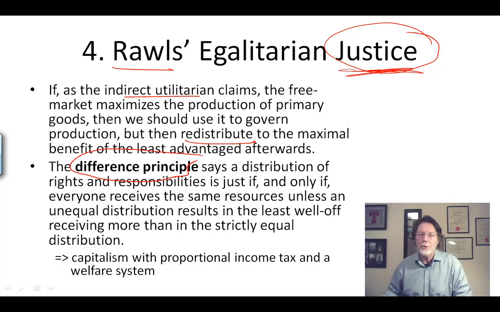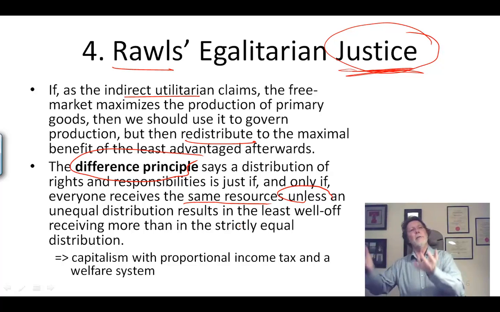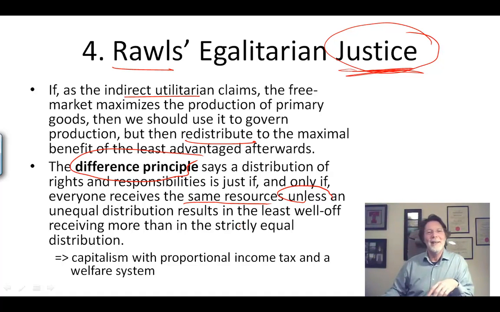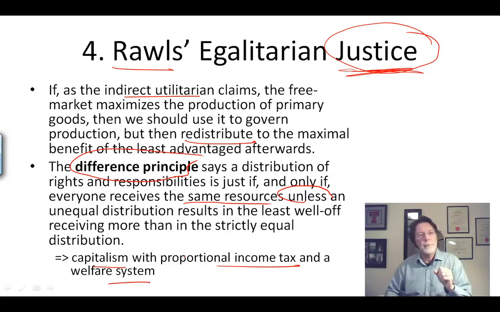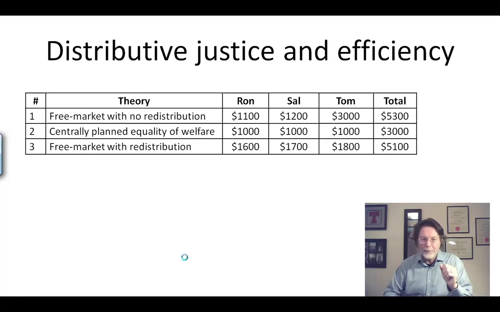The difference principle says that a distribution is just if and only if everyone receives the same, identical, equal resources, unless an unequal distribution results in the least well-off receiving more than in the strictly equal distribution. The idea is that you're allowed to provide incentives for people to do more as long as they lift all the boats. Well, at least in Rawls's theory, it's not lift all the boats, it's lift the lowest boat, the boat most likely to go off the deep end. So basically you get a capitalist system, but you also get a proportional income tax and some sort of welfare, redistribution system. And we can see how this works, just a little table here.